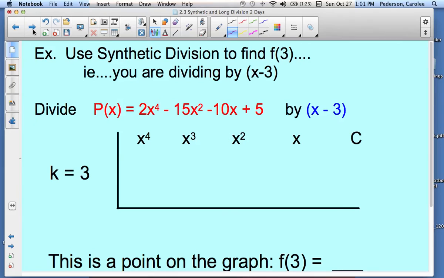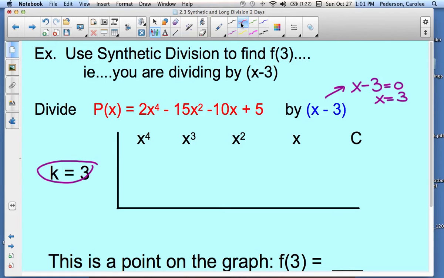Here's a second example. Use synthetic division to find f of 3. We want to evaluate the function. So essentially what we're doing is we're dividing by x minus 3 with synthetic division. So here's our red function, and we're dividing it by x minus 3. So we set this equal to 0, and we solve for x. So our k is 3.